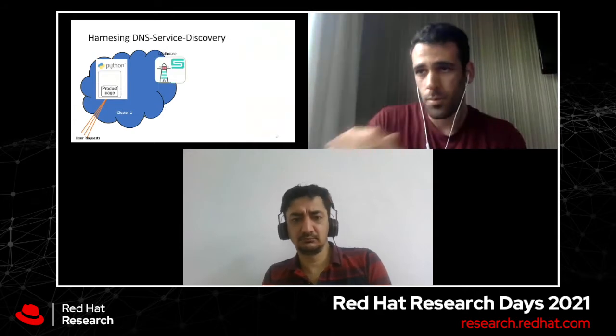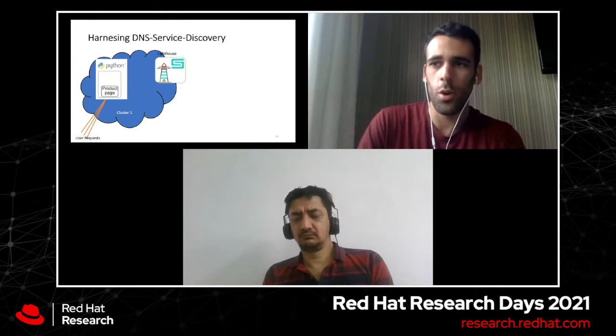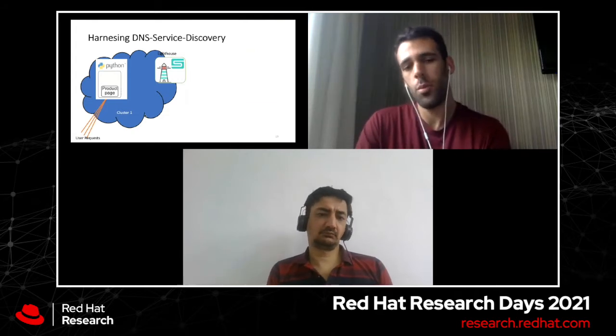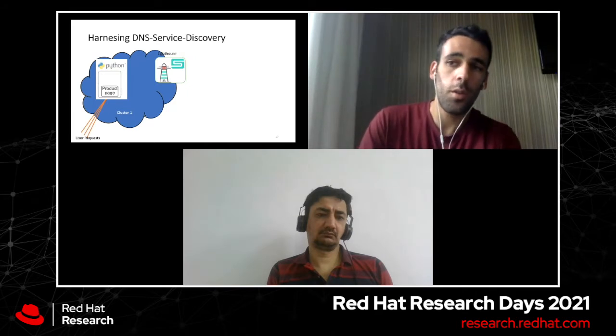Now, the selection itself works as follows. When we deploy Submariner in Kubernetes clusters, we also deploy the Lighthouse DNS plugin.